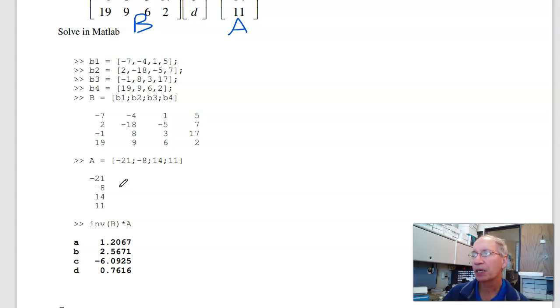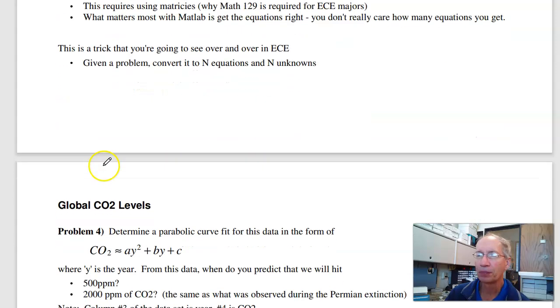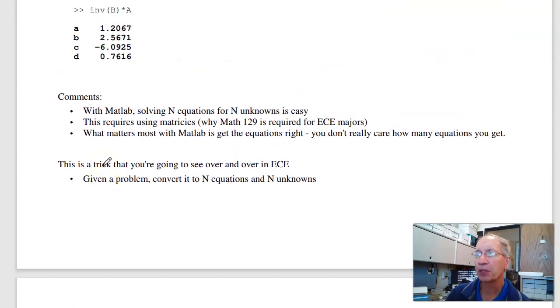So that's where Matlab really shines. Solving n equations and n unknowns is really easy in Matlab, as long as you understand matrices. That's why Math 129 is required. What really matters at this point is getting the equations right. If you get the equations right, then Matlab can solve them. You're also going to see that this is a recurring theme throughout the program, over and over again. If I can write the problem in the form of n equations and n unknowns, I can solve it.